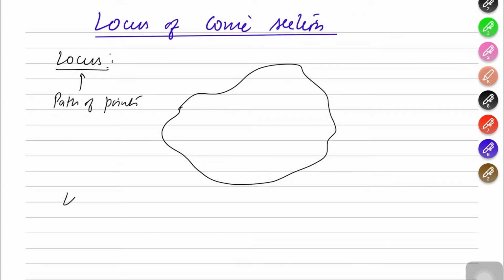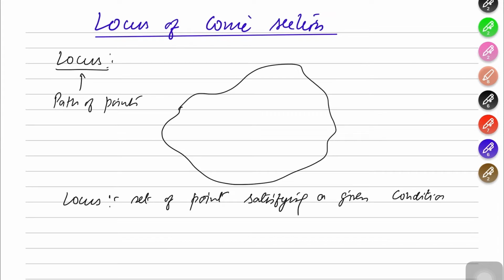That means locus is a set of points satisfying a given condition. So this is the definition of a locus. It can't be any set of points. It should be defined by some condition. Then we will say the locus of particular points. They are just points, but not random points. They should be satisfying some condition.